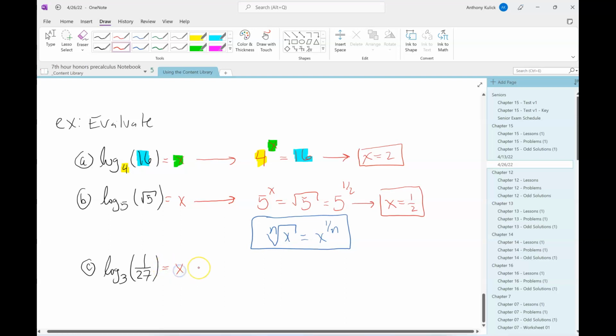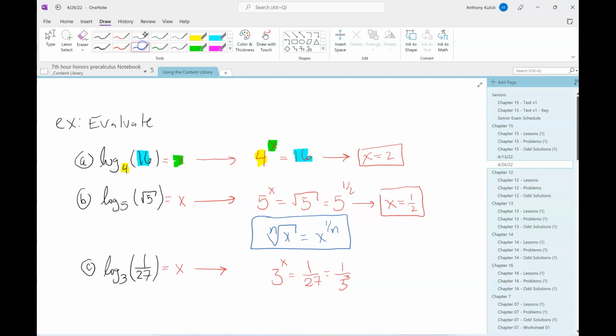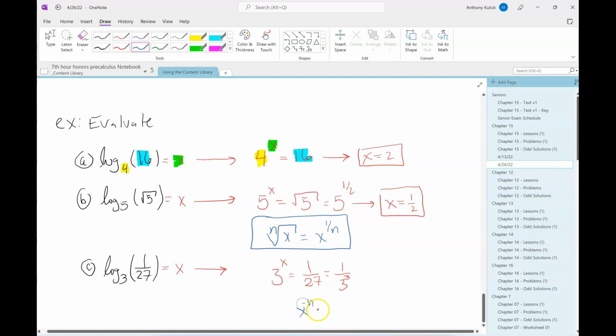So let's say we have log base 3 of 1 over 27. Again, we'll rewrite this as an exponential equation. What's the exponential equation that I'd write here? Very good. 3 to the x equals 1 over 27. So it's not so clear how I'm going to rewrite 1 over 27 as a power of 3, but 27 is 3 to the third, so that can be 1 over 3 to the third. And here's the tricky piece.